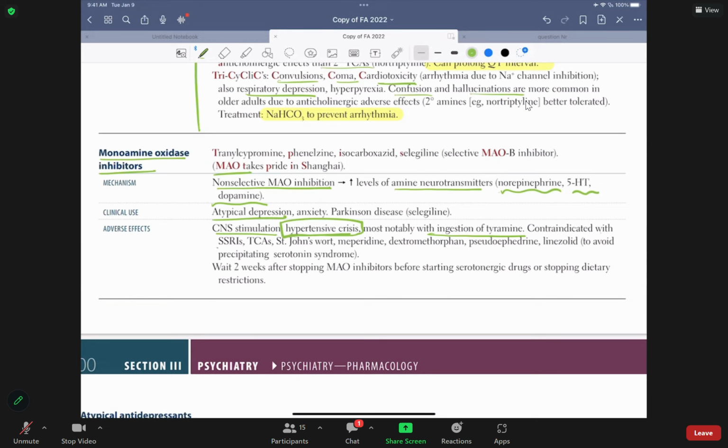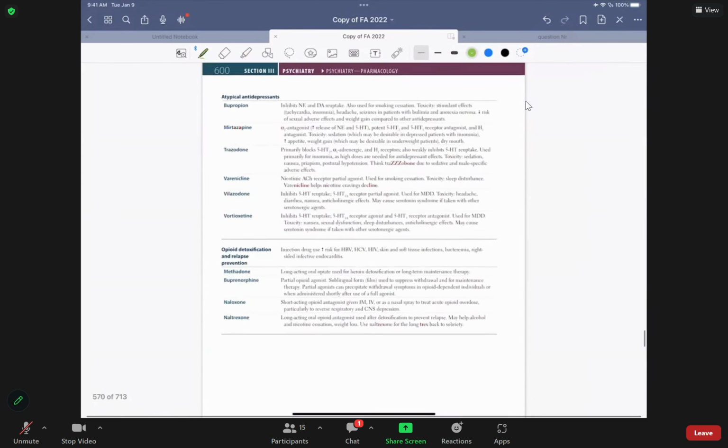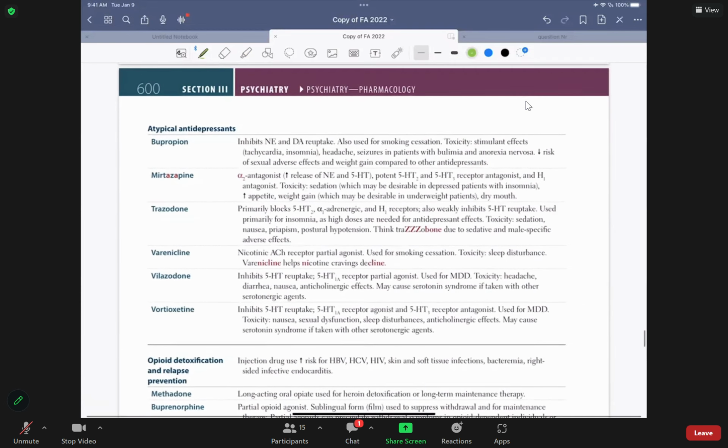Contraindicated with other medications, folks. And they ask you, how long do they have to wait? It's 2 weeks after stopping. You need to wait 2 weeks after stopping the inhibitors before starting other serotonergic drugs or the restricted foods, folks, okay? So that's MAO inhibitors.